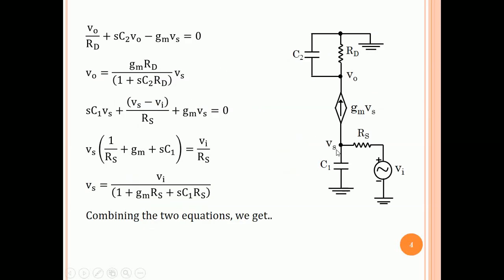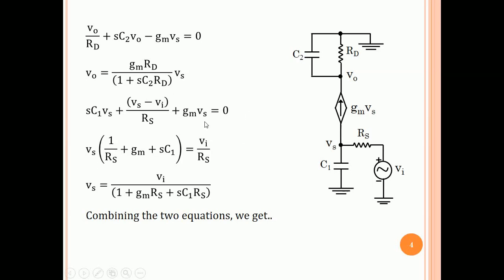So we write two nodal equations, one at Vs and one at Vo. I will just quickly go through this. At the output node, Vo by Rd plus SC2 Vo minus GMVS equal to 0. Then you multiply the whole equation by Rd, as I always do, so that there is no fraction left. This has only Vo and Vs, so one can find Vo in terms of Vs: GMRD by 1 plus SC2RD into Vs.